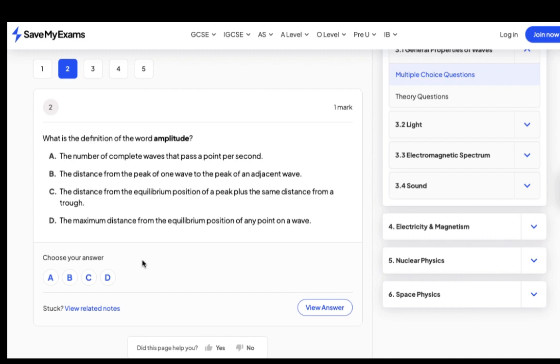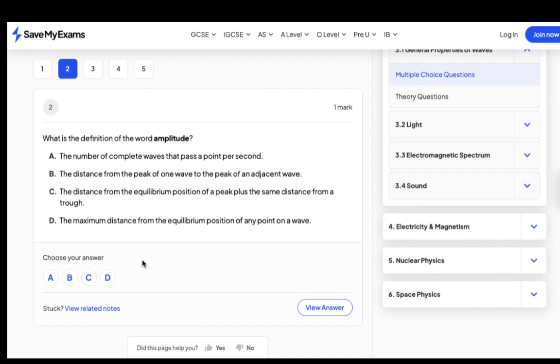Then the distance from the peak of one wave to the peak of an adjacent wave. That could be the definition, right? But you have to read all the options to know which is most likely correct or more correct in this regard. The third one, the distance from the equilibrium position of a peak plus the same distance from a trough. You see, for C and D you have to be careful in choosing your answer.